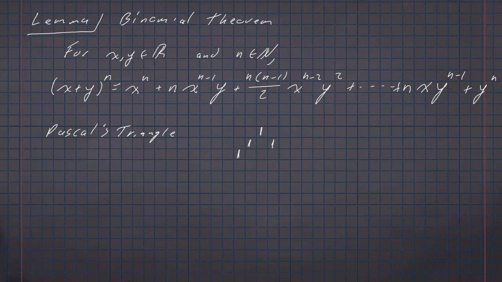So the first term will be a 1. And then we take these two things and add them together. 1 plus 1 is 2. And the last term is a 1. Then we'll take a 1. 1 plus 2 is 3. 2 plus 1 is also 3. And then at the end is a 1. Then we'll have 1, 4, 6, 4, 1, and maybe 1, 5, 10, 10, 5, 1, 1, 6, 15, 20, 15, 6, 1, and you could keep going.